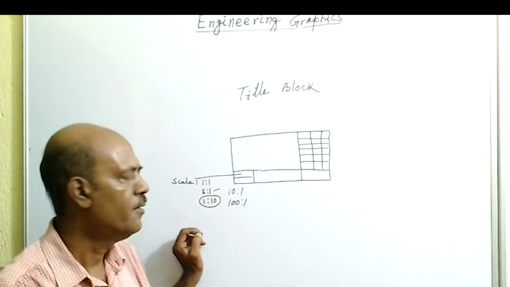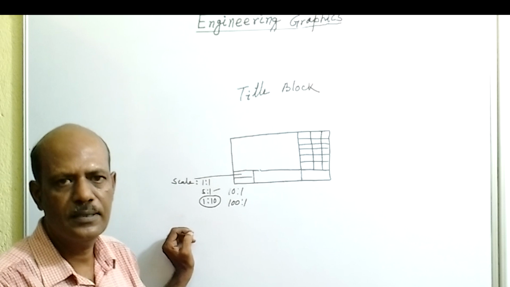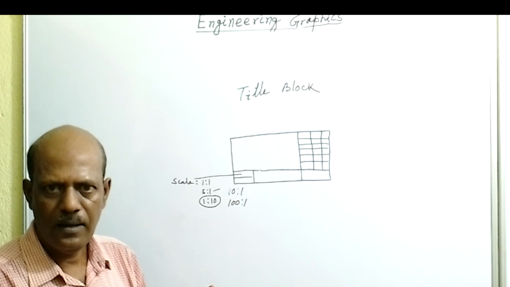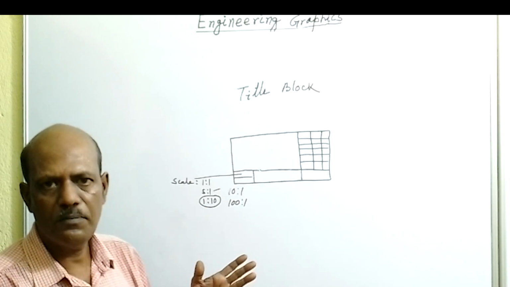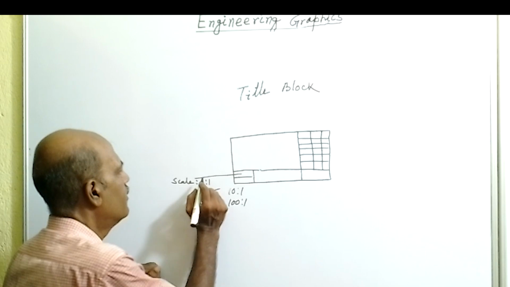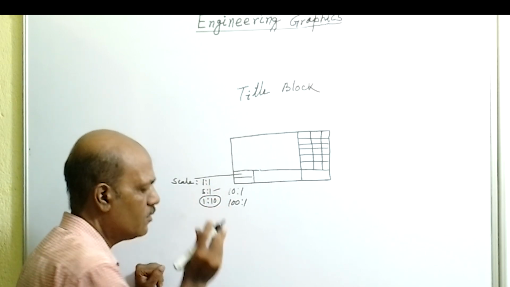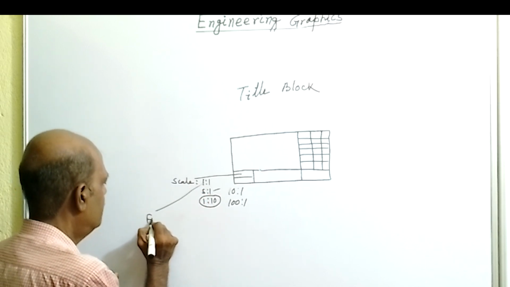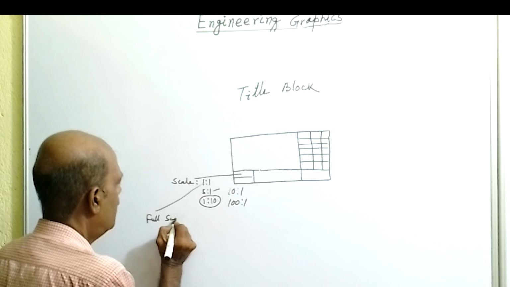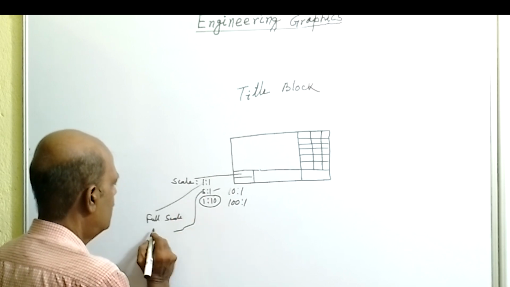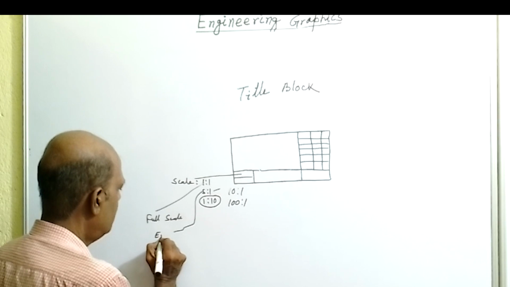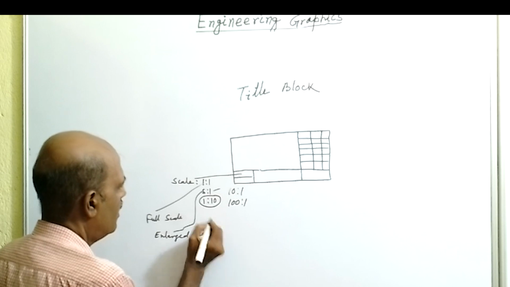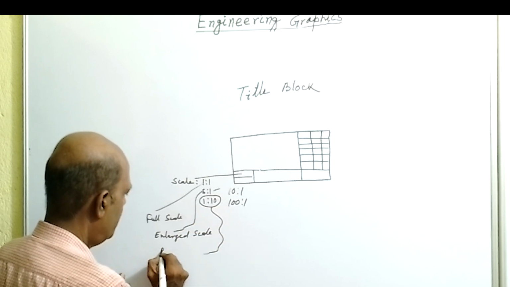And the first one is scale 1:1. If the object size is small and the actual size of the object can be drawn on the sheet of paper, then the 1:1 scale is used, which is called the full scale. This one is known as full scale. This one is called the enlarged scale. And this is called the reduced scale.